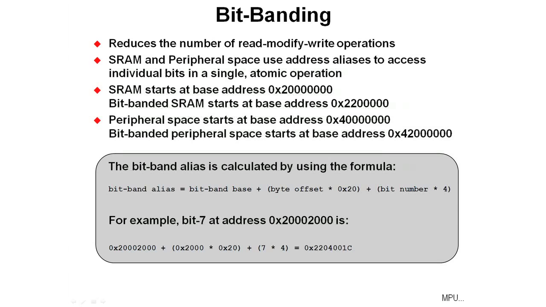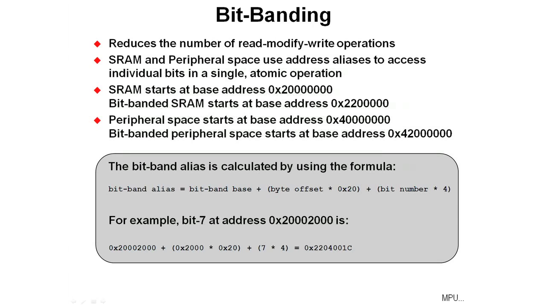So if you want to calculate the bit banded alias, you use the following formula. The bit banded alias is whatever the base address is of the piece of memory that you're looking for, plus the byte offset times 0x20, that's 32, plus the bit number times 4.